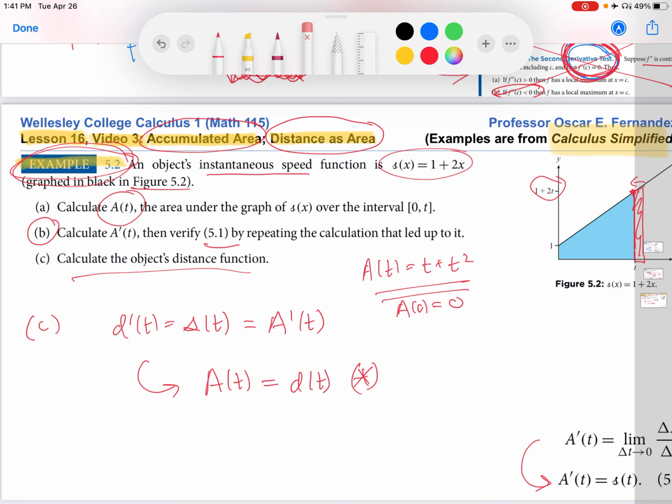So to finish the example, it says calculate the object's distance function. Well, now that we know that in this example, the distance traveled is equal to the accumulated area, and in part A we calculated the accumulated area to be t plus t squared, then d of t equals t plus t squared. So that is pretty cool.